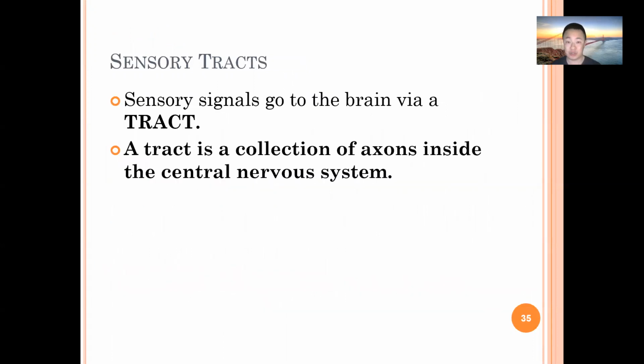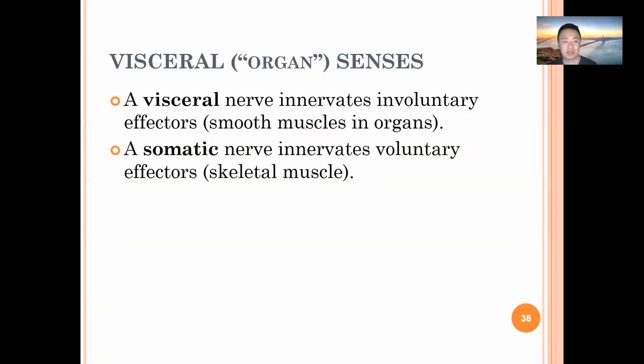Now we have sensory tracts. The sensory signals go to the brain via the tract, and a tract is a collection of axons inside the central nervous system. Now, a visceral nerve innervates involuntary effectors, like your smooth muscles in the organs. A somatic nerve innervates voluntary effectors, like your skeletal muscle, okay?